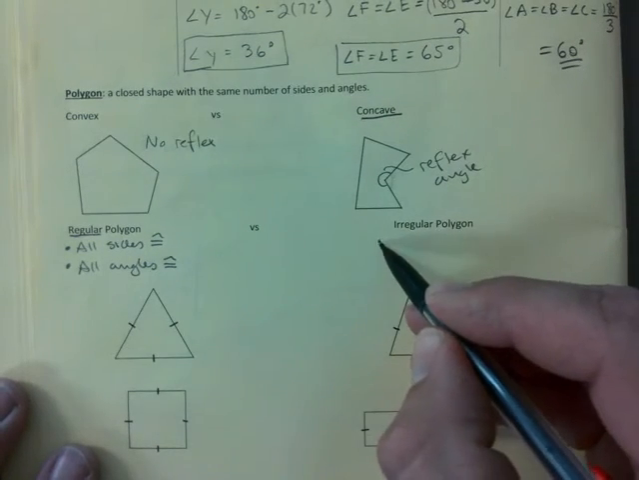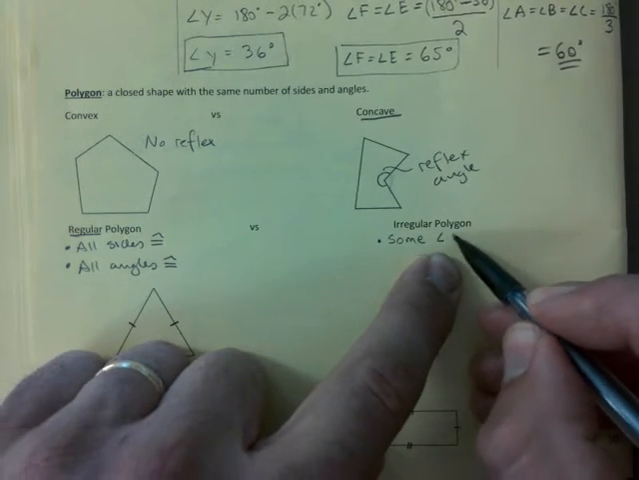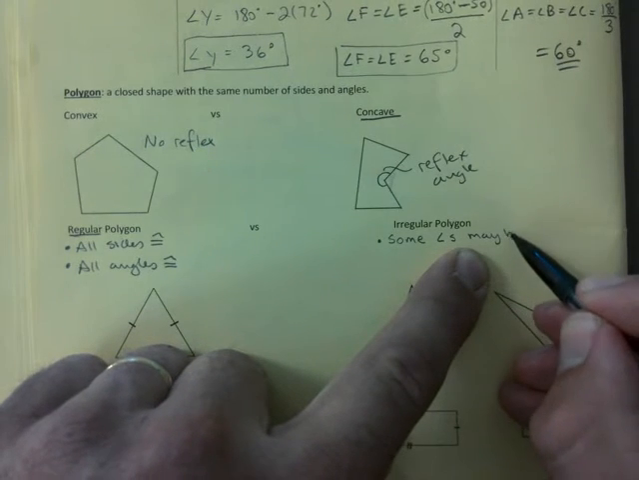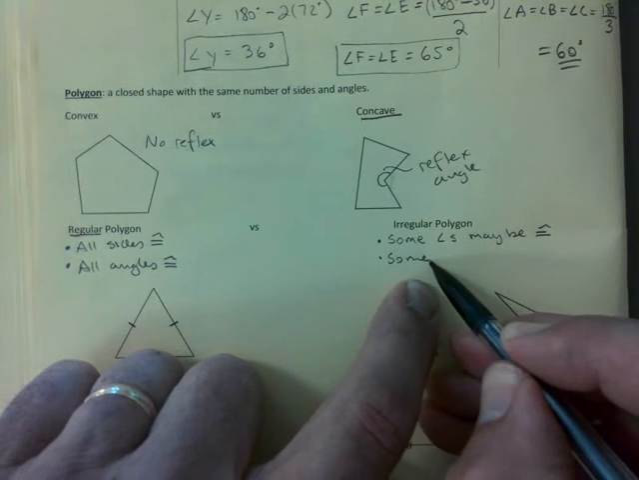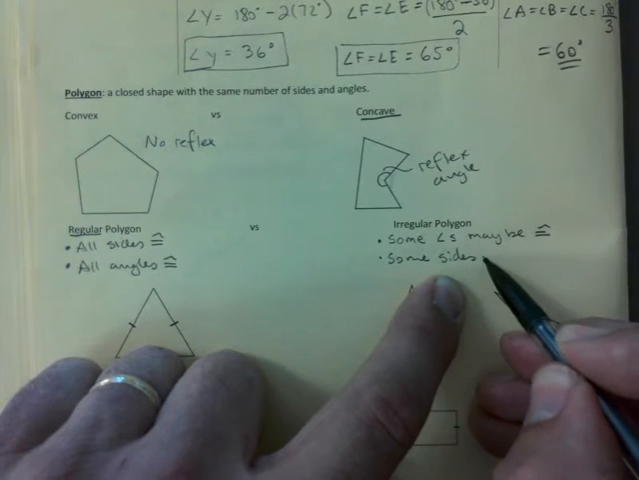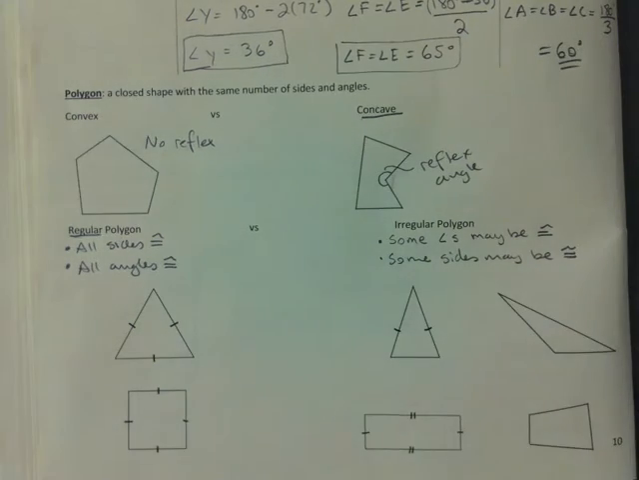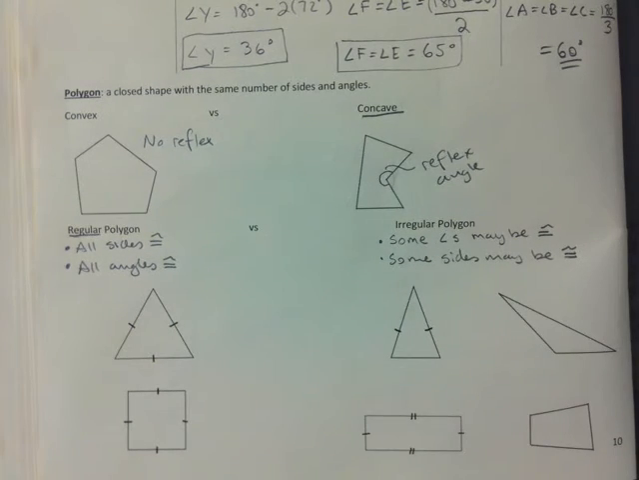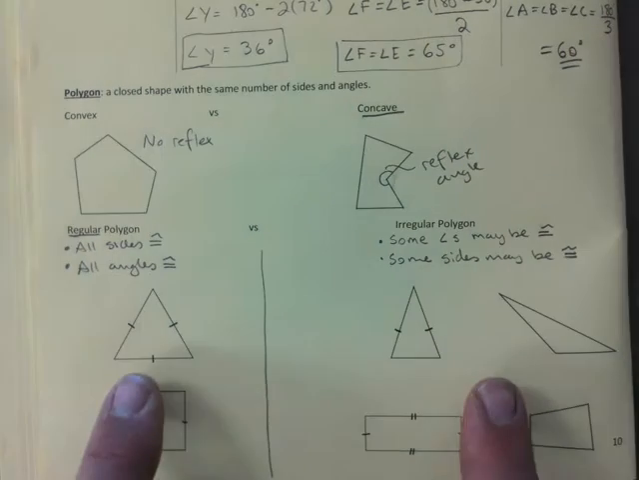Irregular, however, means that some angles may be congruent, some sides may be congruent. So in essence, if all angles are the same except for one, immediately that shape becomes irregular. Okay, so that's the main thing here. And I break it down into two categories, like you see the shapes here.